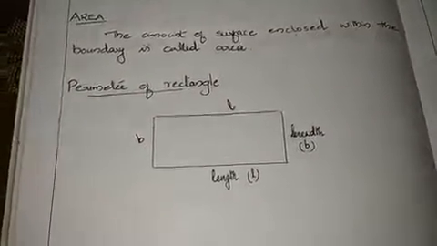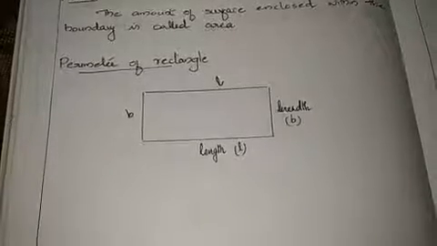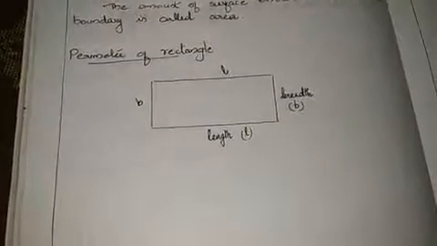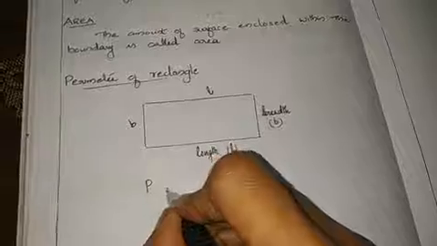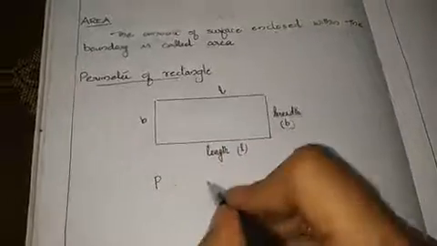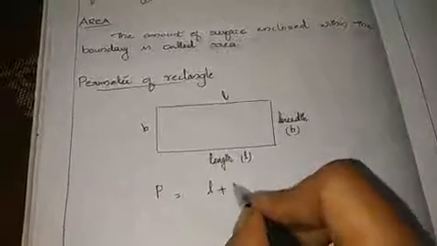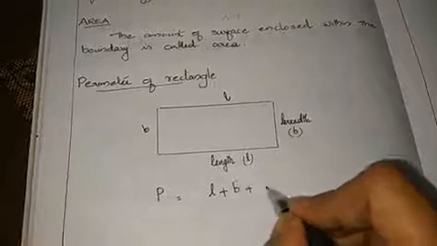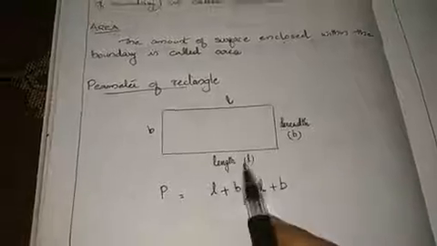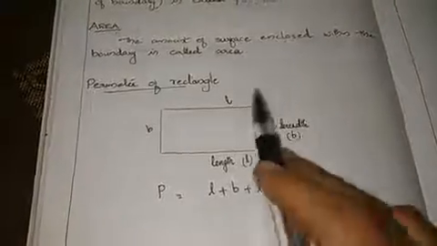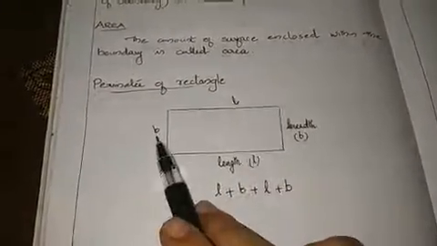Now we are going to find the perimeter of this rectangle. Perimeter means total boundary length. So I can write P is equal to L plus B plus L plus B. Okay. So total boundary length.